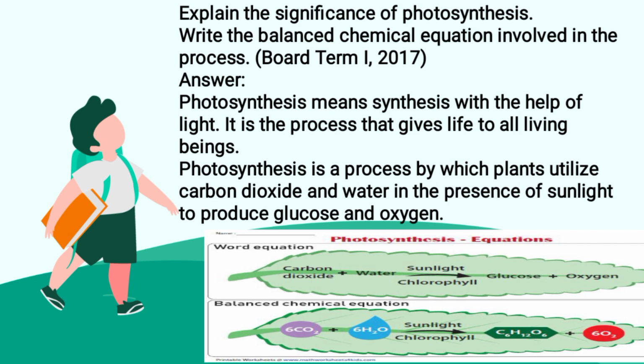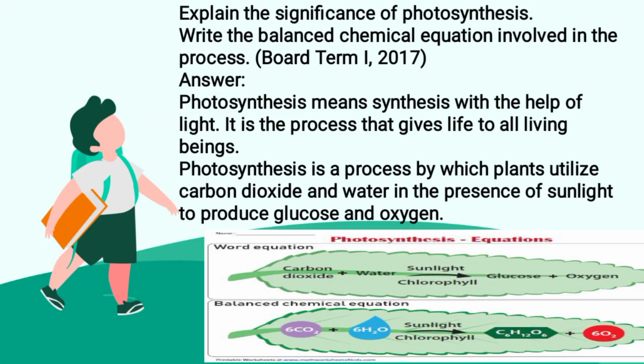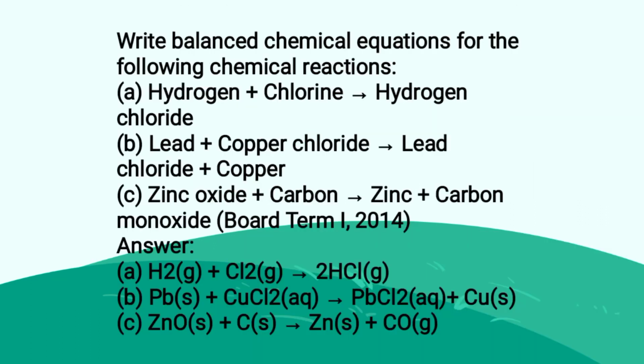For photosynthesis to take place, water, carbon dioxide, sunlight and chlorophyll are the important things, which form glucose and oxygen as a byproduct. Here the balanced chemical equation is given: 6CO2 plus 6H2O, in the presence of sunlight and chlorophyll, forms C6H12O6 plus 6O2. This is the balanced chemical equation for photosynthesis. Even this was asked in the exam in the year 2017.